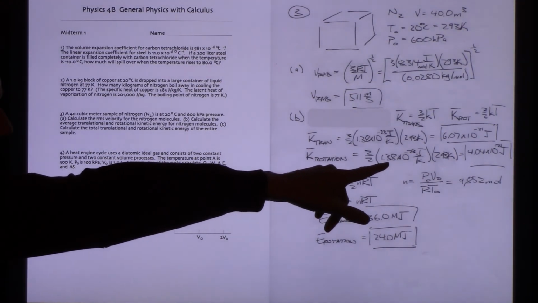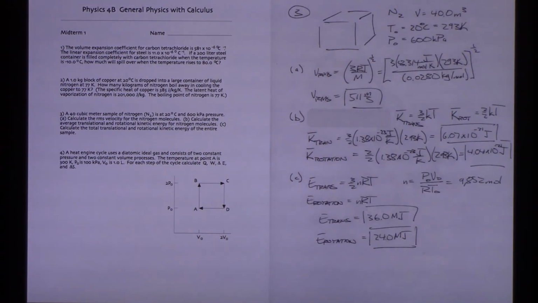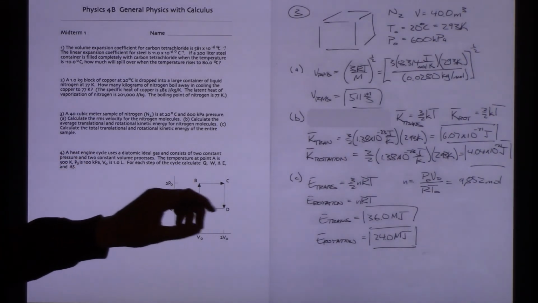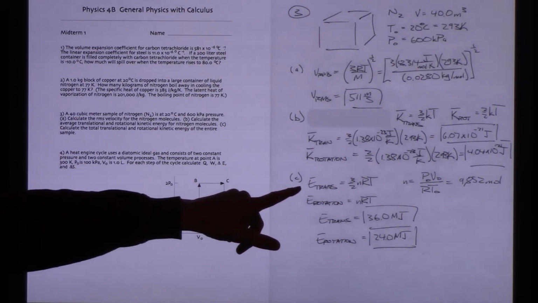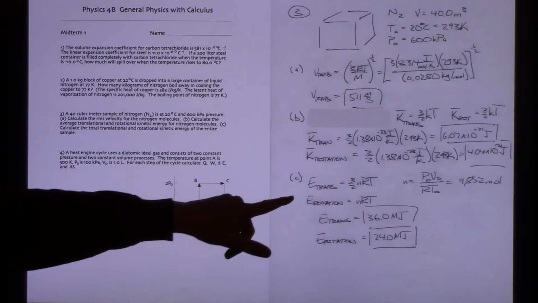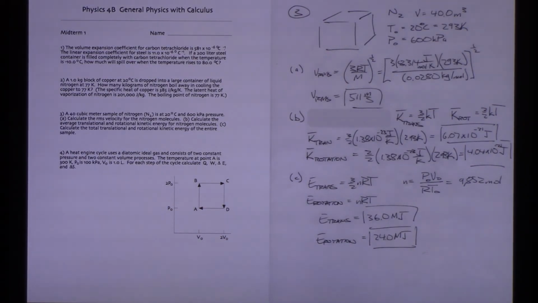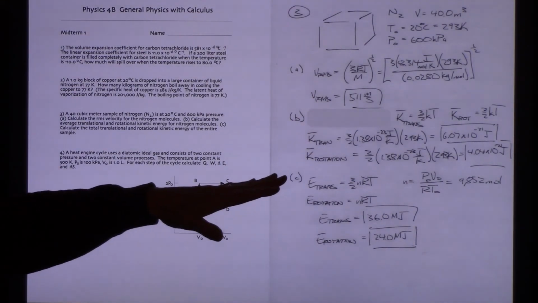So 3/2 times k times the temperature, and that comes in at 4 times 10 to the minus 21. Now on C, since it's asking about the entire sample, what's going to happen is we're really working in terms of internal energy of the sample. And so I've got to scale this thing up.